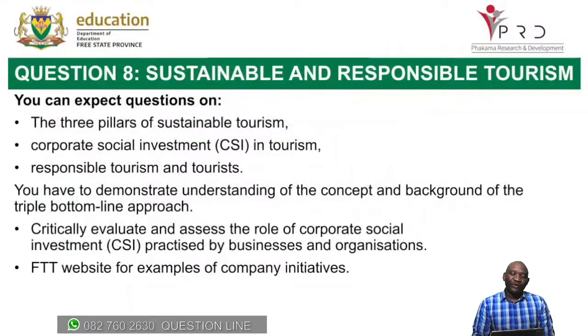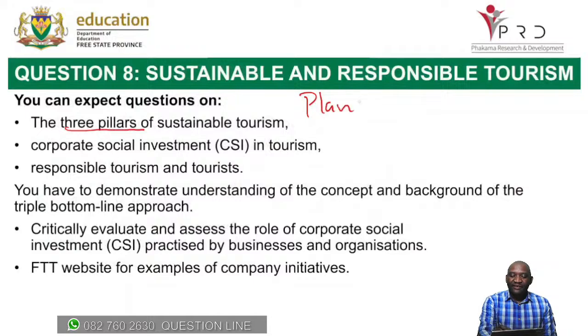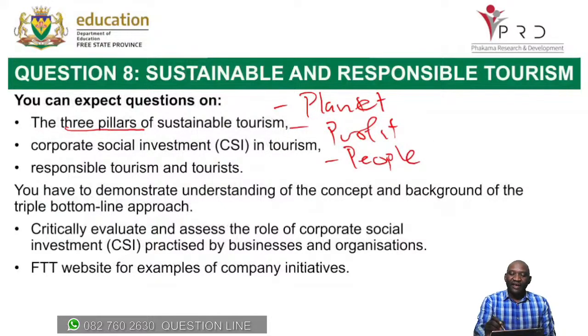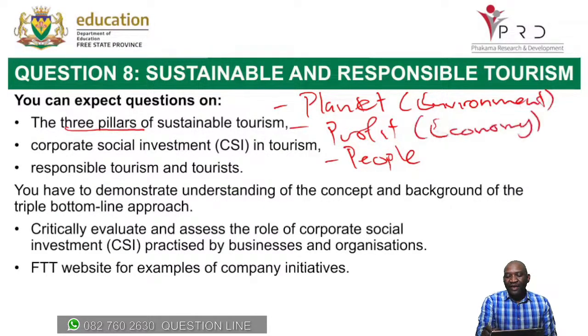We're not going to spend a lot of time, but this one is mostly a grade 10 topic. 3 pillars of sustainable tourism, we know them. Which ones are they? It's the 3 P's: planet, profit, as well as people. What are the other names for the planet? It's the environment. Profit is the economy. And then for people, this is social.